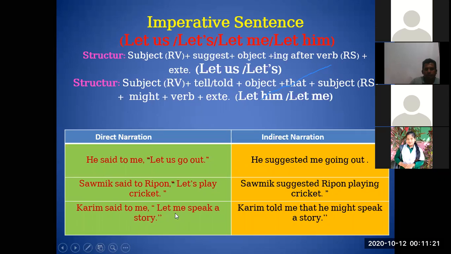And if there is let me, let him, let her, let them, they indicate request. So we can put told or requested in place of said to. And if the sentence starts with let, we must put that in place of inverted comma. So, he said to me, let us go out. He suggested me going out. Or we can solve these problems like that: he suggested me that we should go out. Here we can also put we should go out.